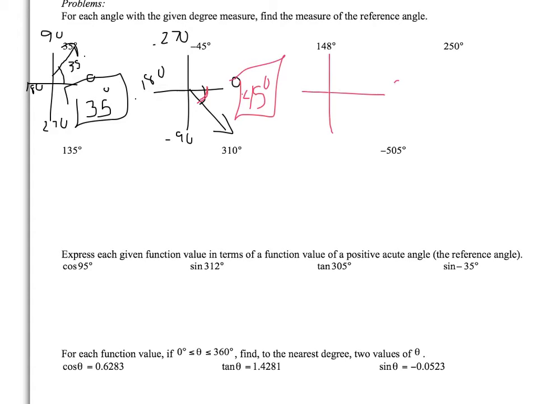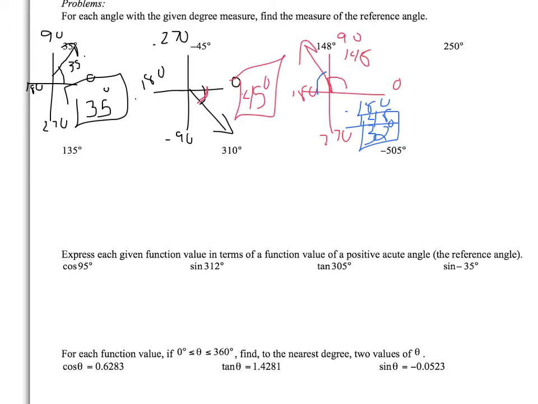The next one, 148 degrees. That is between 90 and 180. That should be hitting my origin. Careful with that. This piece is 148. My reference angle is going to hit the line and the x-axis, so it's going to be right there. That blue angle is worth 180 minus 148. 180 minus 148 is equal to 32 degrees. So 32 degrees is my reference angle there.